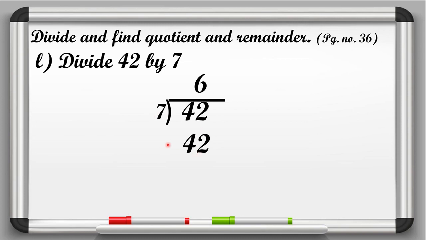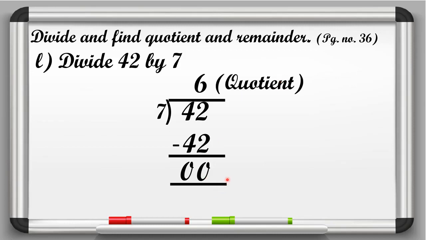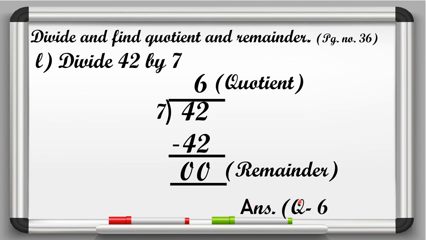Now we will put the sign of subtraction here. Now subtract 2 minus 2. 2 minus 2 is equal to 0. So here we will write 0 at the ones place, and 4 minus 4 is also equal to 0. So again we will write one more 0. Now here 6 is the quotient, so we will write quotient here, and 0 is the remainder, so here we will write remainder. Now we have to write its answer. So the answer is Q 6 and R 0. Clear, beta?